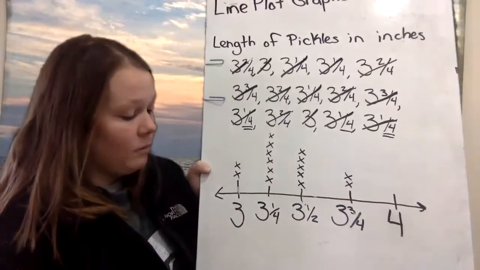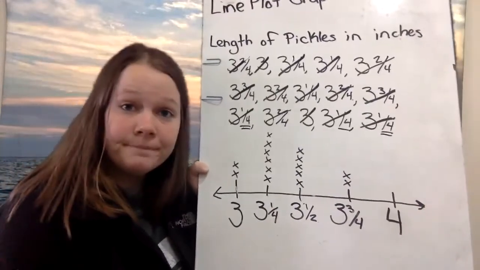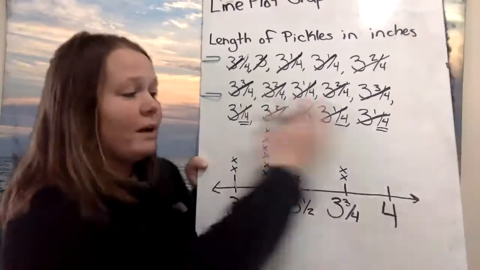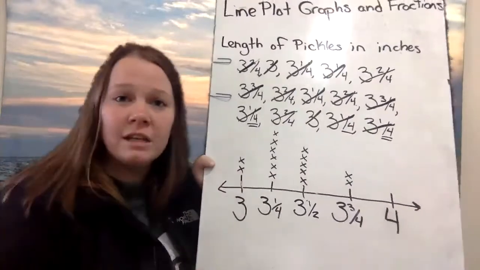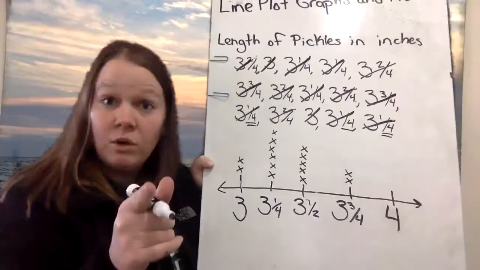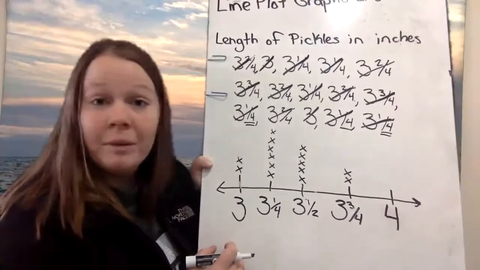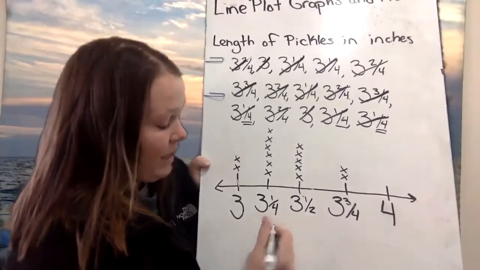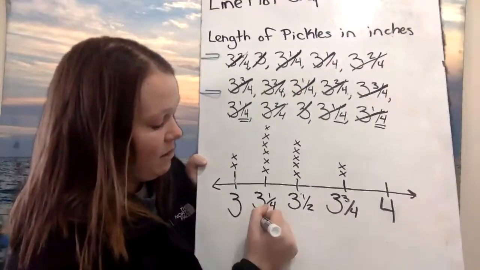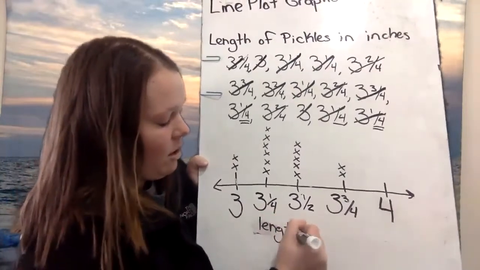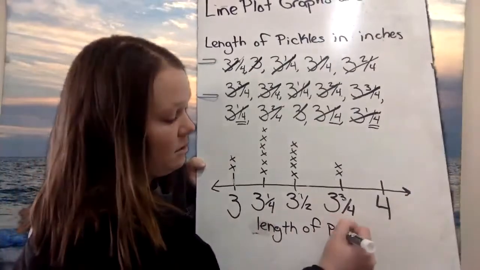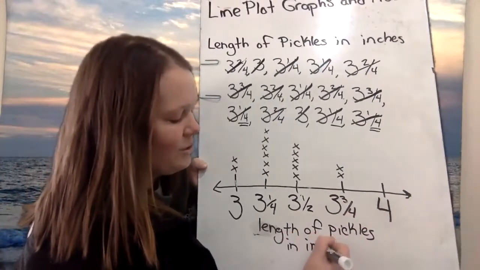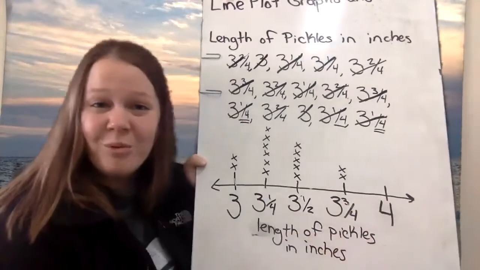But there's something I'm missing. Did you see it? I don't have any label down here. If I were to show this graph to some random person on the street, from 6 feet away, of course, they would say, "What am I looking at?" There's just a bunch of numbers, and I would have to say length. Here we go. Length of pickles in inches. Now they would be able to understand exactly what this graph is showing them.